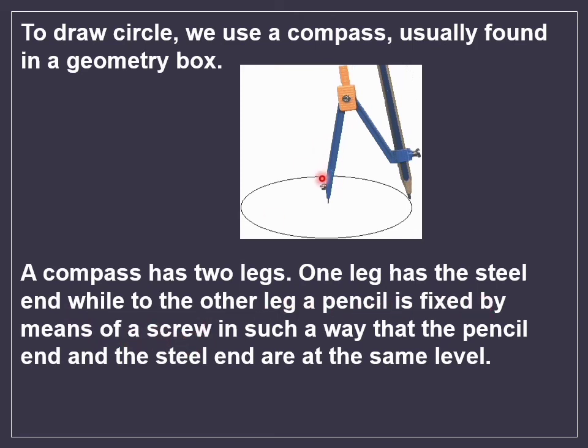So one leg has a steel end, and in the other leg a pencil is fixed by a screw. You can see a screw is there. With the help of the screw we can fix the pencil inside in such a way that the pencil end and the steel end are at the same level. Both ends should be at the same level, so only then can we draw a circle properly.